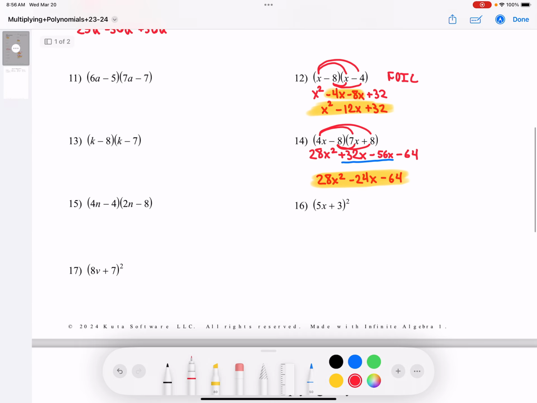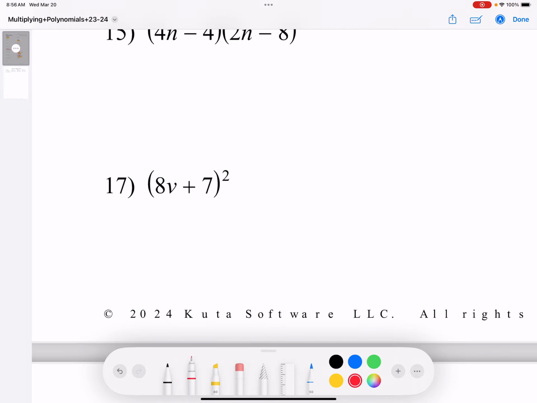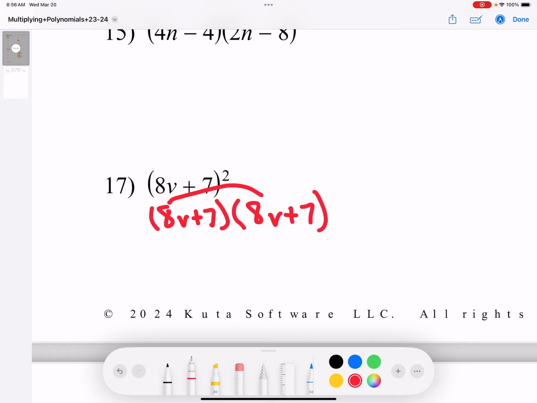And then the last problem I want to go over is, let's go over number 17, I guess. So when you have a binomial squared, all that means is you're taking 8v plus 7 and times 8v plus 7. So you still do the same process of FOIL, you just write it out twice because it's the quantity multiplied together twice. So we're going to do 8v times 8v.